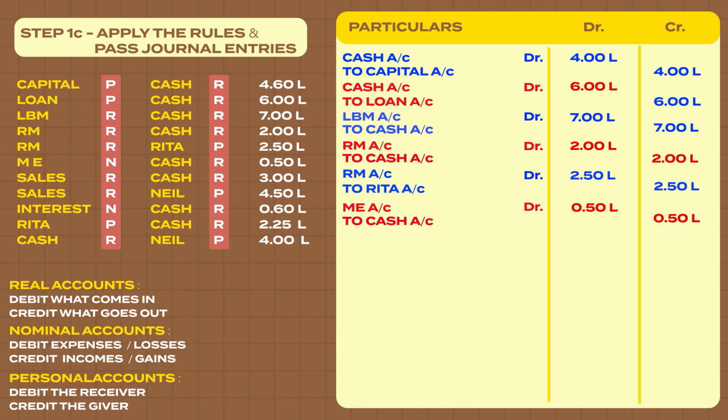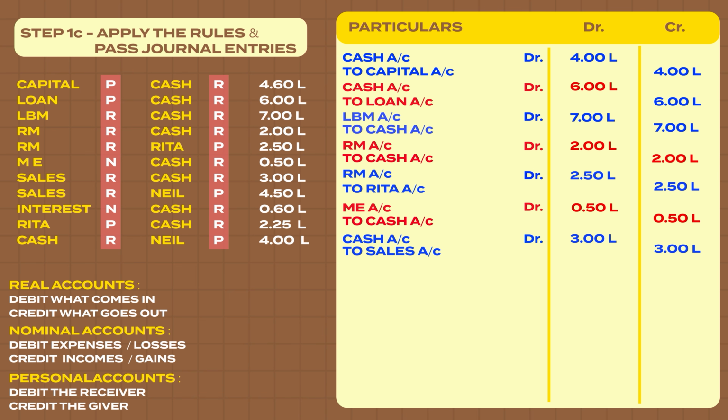When you sold goods, the two account heads are sales and cash, both are real. Debit what comes in, credit what goes out. When you sold goods, cash came in, so cash account debit. Goods went out, so sales account credit.